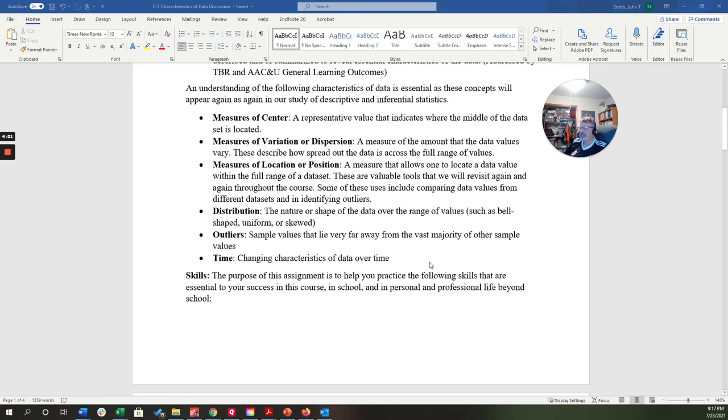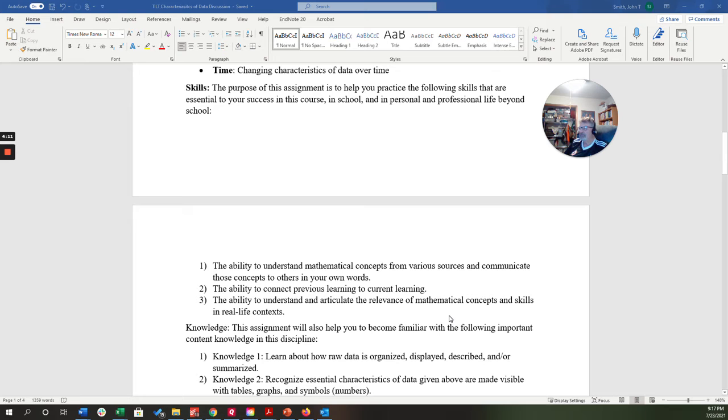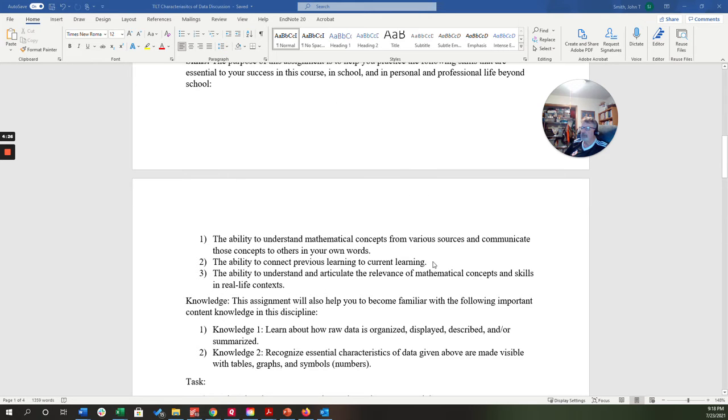The purpose of this assignment is to help you practice the following skills that are essential to your success in the course, in school, and in personal and professional life beyond school. And these are the things from the TBR Gen Ed requirements: the ability to understand mathematical concepts from various sources and communicate these concepts to others in your own words. The ability to connect previous learning to current learning. We were introduced to data in the first chapter, so this is the second chapter. The ability to understand and articulate the relevance of mathematical concepts and skills in real-life contexts.